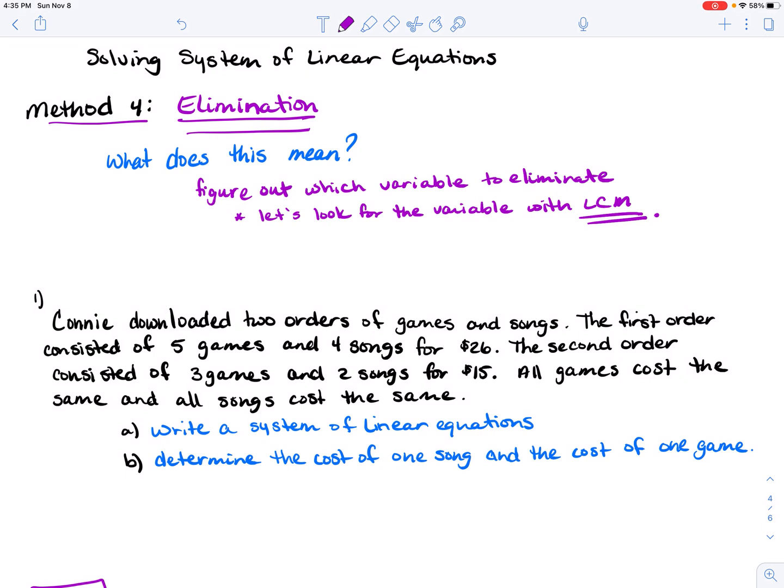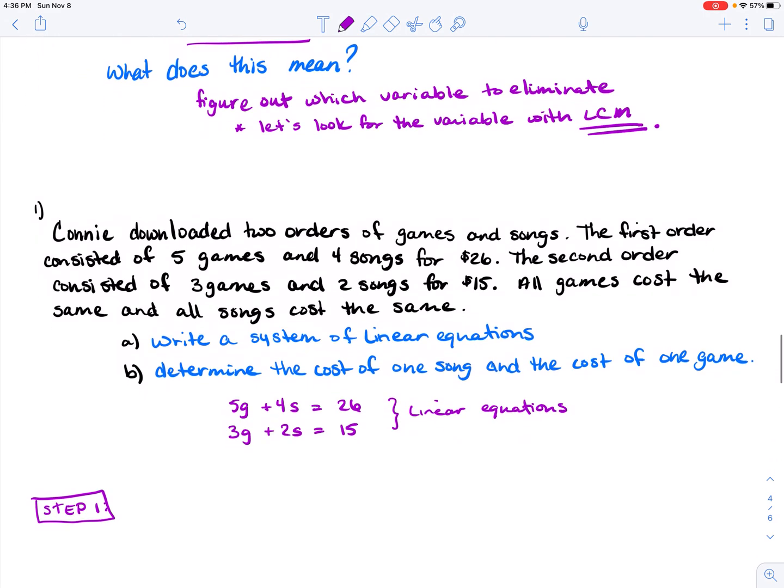So we know that 5 games and 4 songs equaled $26. We also know that 3 games and 2 songs equaled $15. Oh look, now we have our linear equations. So the next part is to determine the cost of one song and the cost of one game. Well, how are we going to do that? So the first step is figure out which variable are we going to eliminate. So if we look at it, we have the G's or we have the S's.